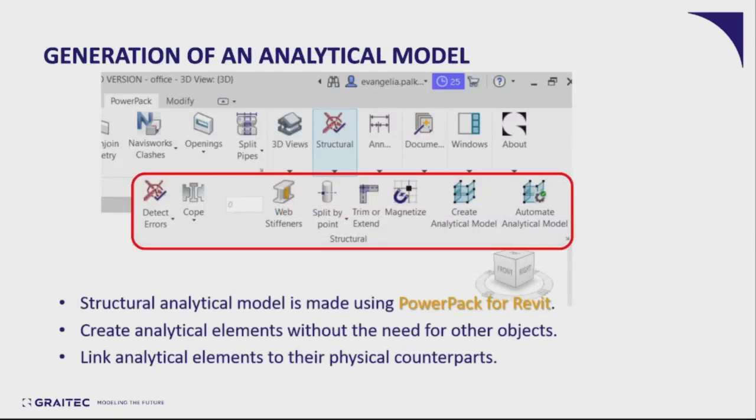How can you generate an analytical model when you already have a physical one in Revit? Using the PowerPack and selecting the option structural, a pop-up menu is created, and you can select the option create analytical model or automate analytical model. In this case, the physical model will be transformed into an analytical one.